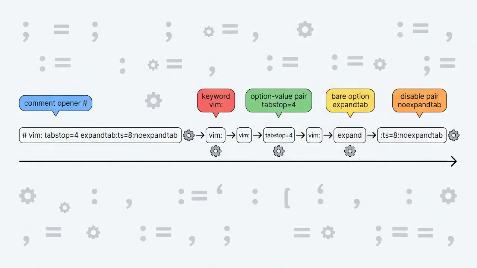A modeline must start with your language's comment opener, followed by optional whitespace, then the keyword vim, or ex, then a colon-separated list of option value pairs, and finally the line must end. Each pair can be option equals value. No option to disable something or just option to toggle it on. Vim parses this line from left to right, applying each setting as it goes.